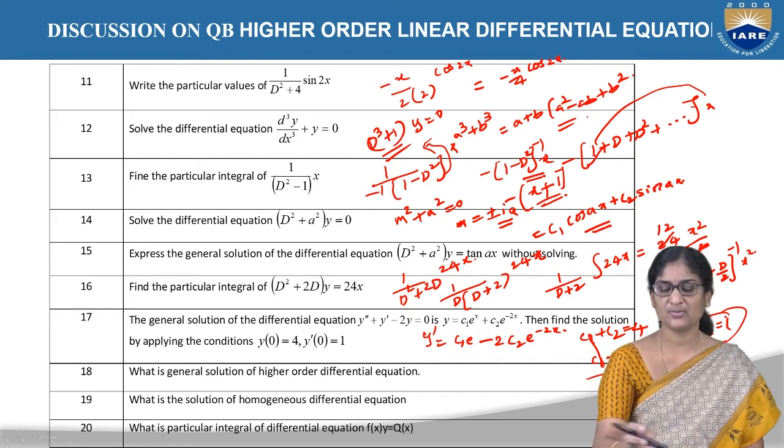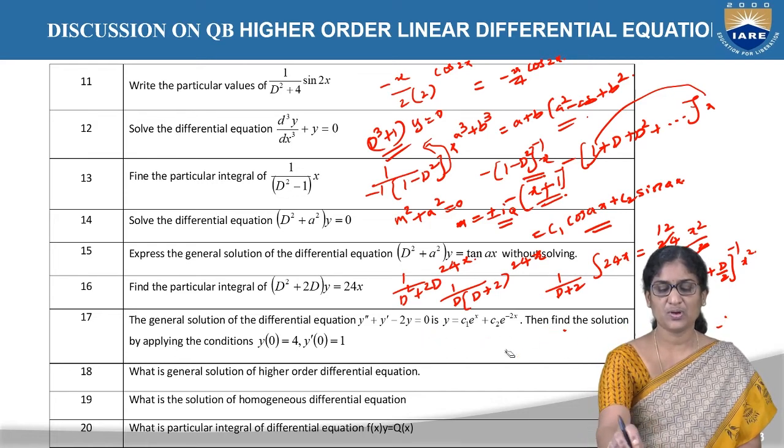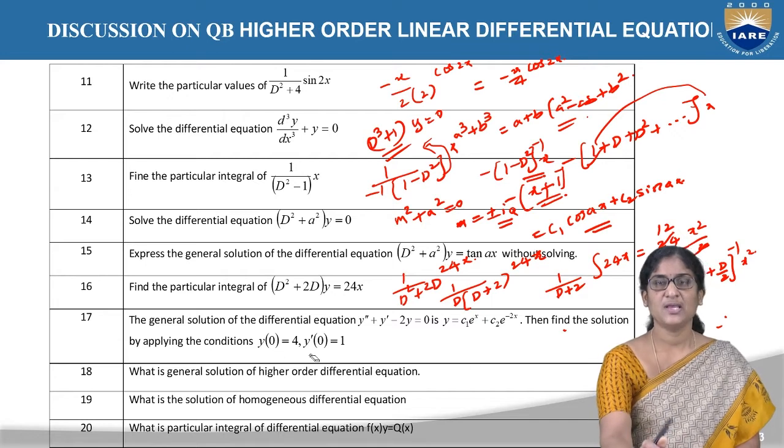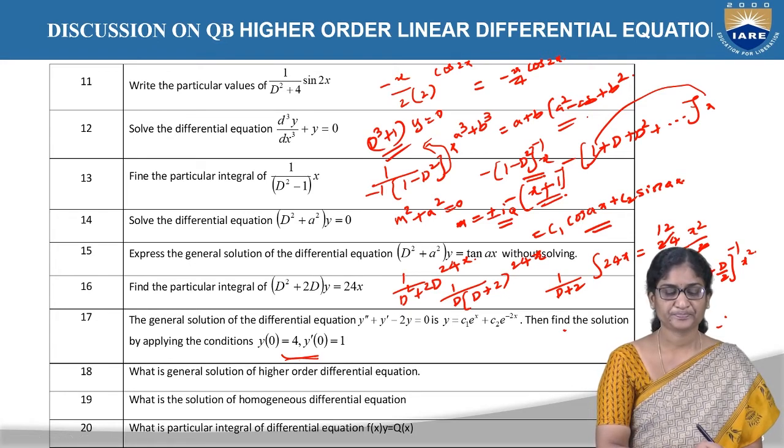So that is how we can find the values of the unknown constants c1 and c2, and these two conditions are called initial conditions, which are most generally used to find the constants while solving higher order differential equations.